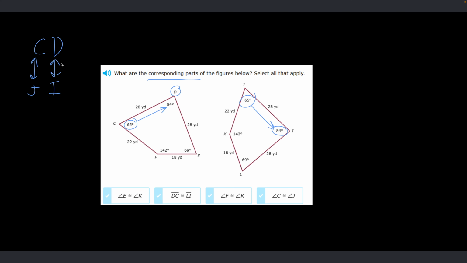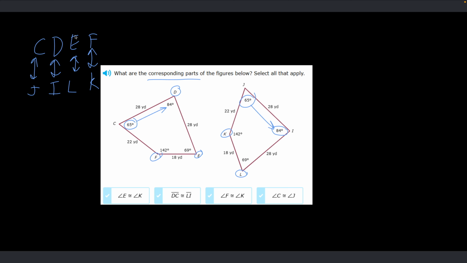And now we should be able to pretty easily match up the rest of them, right? E matches up with L, and F matches up with K. F and K match up. We were just talking about angles there, but now we can say sides, right? We can say that side JI matches with side CD, so on and so forth. So now let's look at our answer choices.